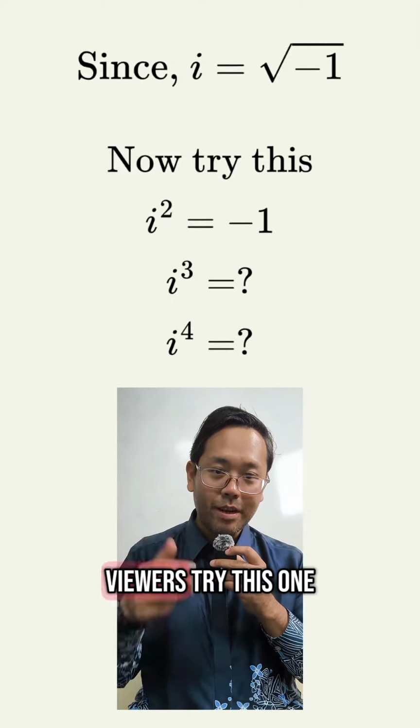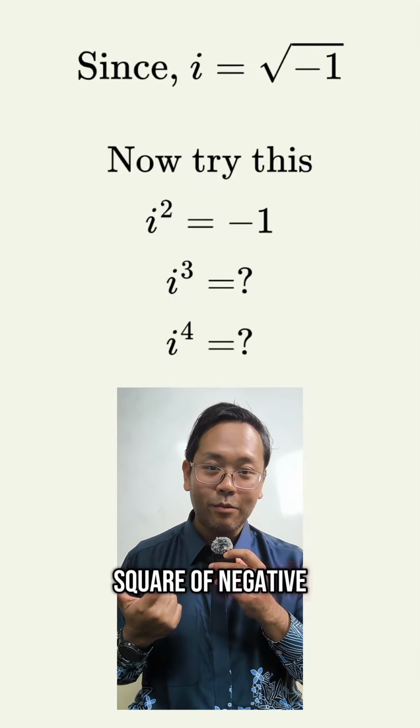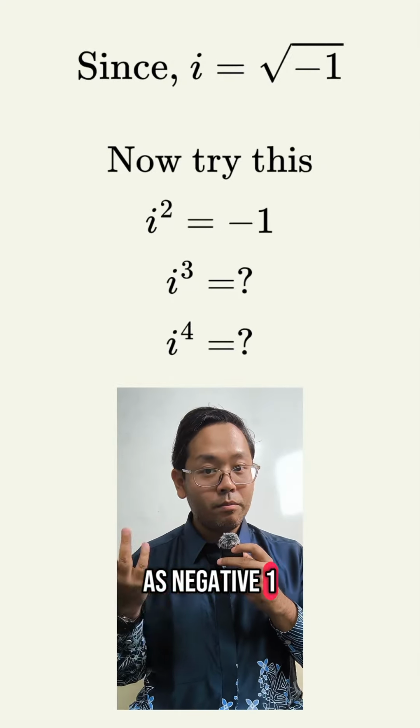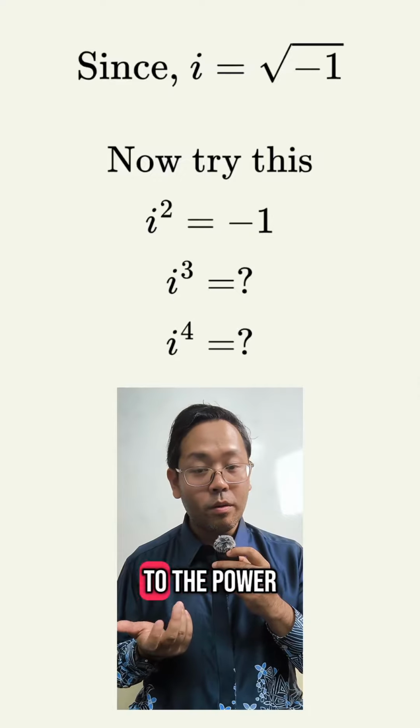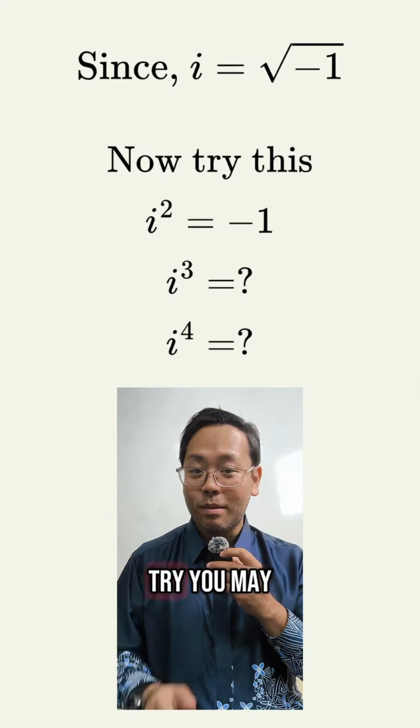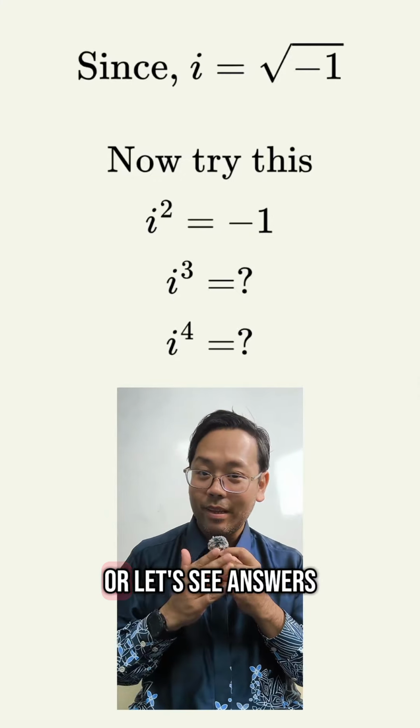Now for you viewers, try this one. We know that i equals the square root of negative 1, and i squared is negative 1. What about i cubed and i to the power of 4? I'll let you try. You may pause the video, or let's see the answers.